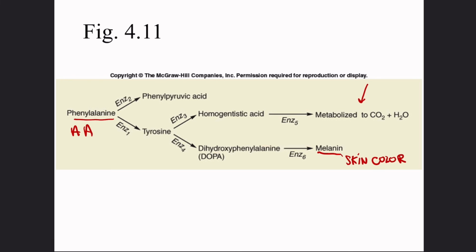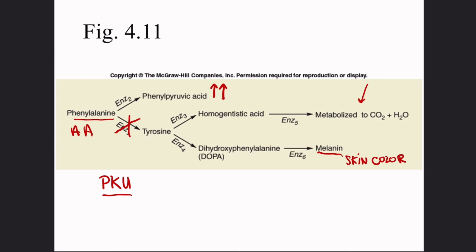So there is a defect, a genetic defect caused by a mutation that can knock out this first enzyme, enzyme 1, and this causes a disease called PKU, phenylketonuria. This disease is caused by a buildup of phenylpyruvic acid, and when you have a buildup of this in the body, it causes mental retardation.